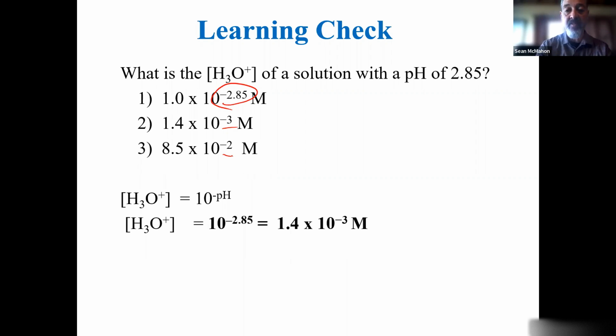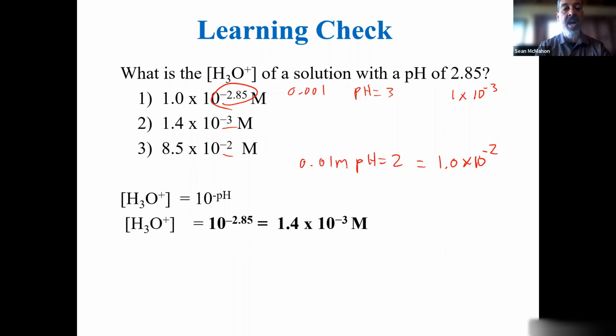Now, how can we make sense of this? We know if we had a pH of 2, that would equal 1 times 10 to the minus 2. If we had a pH of 3, that would be 1 times 10 to the minus 3. So we see that this is a full difference of 10, right? Because 0.001 molar, 0.01 molar. So 2.85, what is that? Is that closer to 3 or 2? Well, it's closer to 3, and that's why we have that. So if you wanted to do deductive reasoning, you could use that understanding and be like, oh, it's got to be the minus 3 because it's closer to 3. It's not 1.10 to the minus 3.